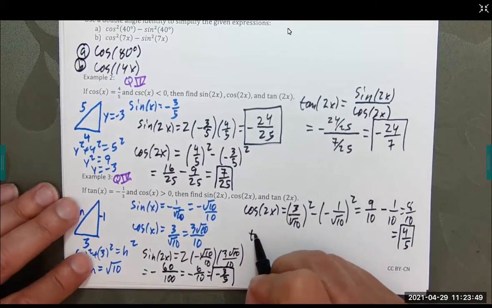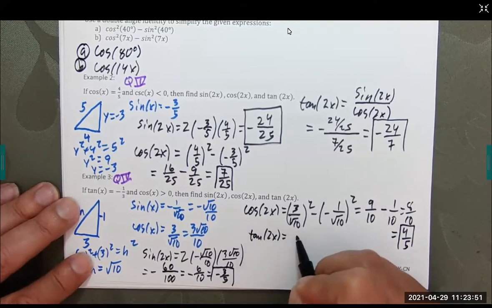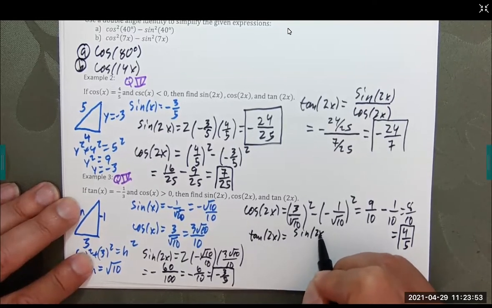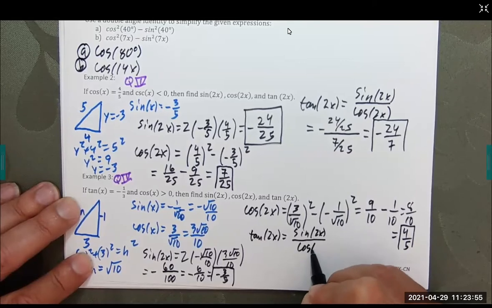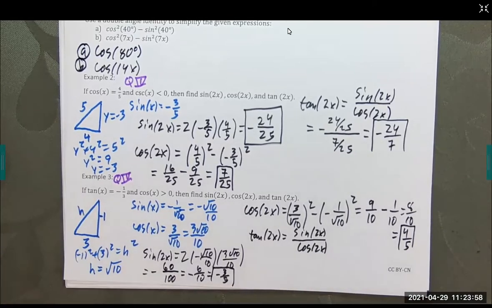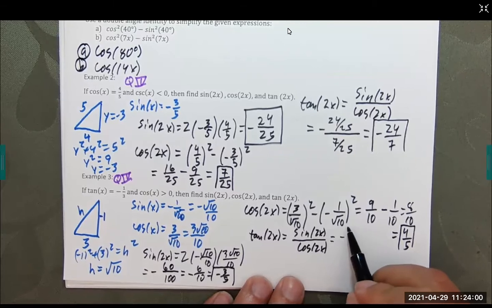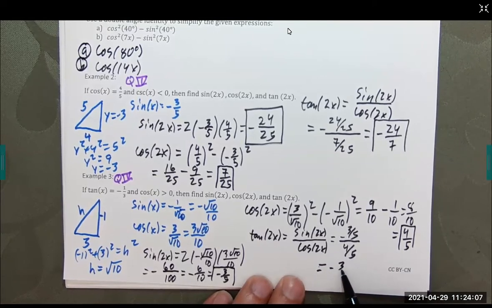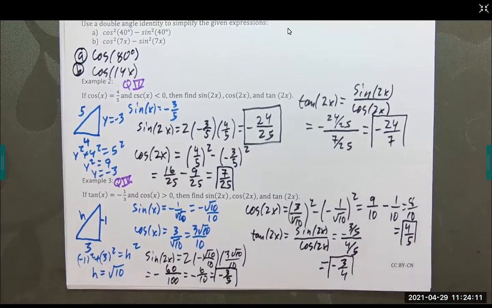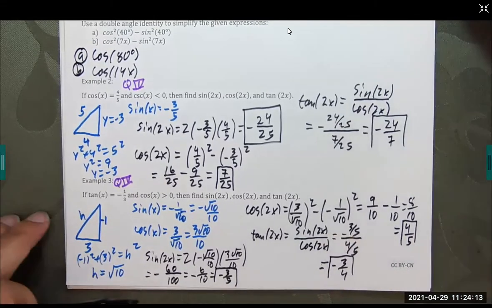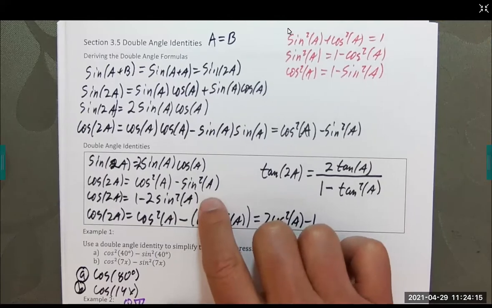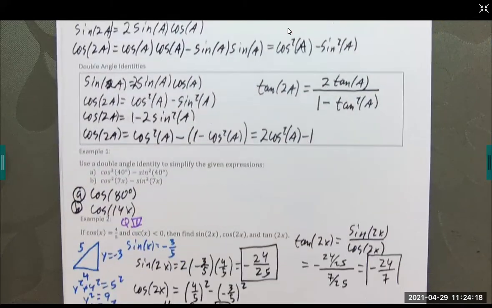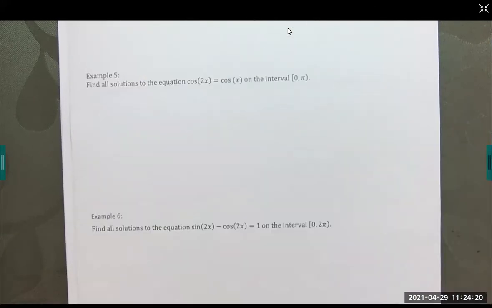Tangent of 2x is going to be sine of 2x over cosine of 2x. So that is negative 3/5 over 4/5, and the 5's reduce. I get negative 3 over 4. So it's not too complicated. You just need to have the formulas. Next page.